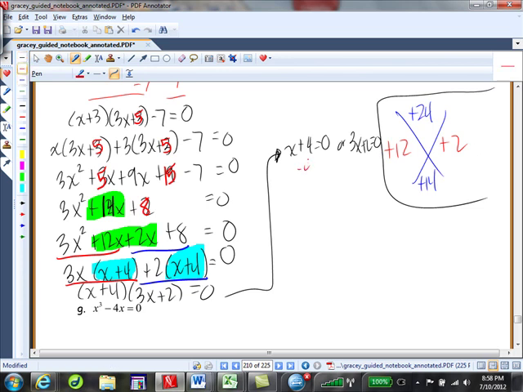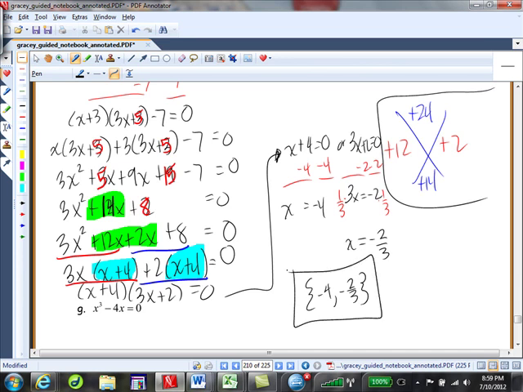And then we need to subtract 4 from both sides for this guy, and we get x is negative 4. And over here, if we subtract 2 from both sides, we will get 3x's is negative 2. Now we've got to multiply by 1/3, and we will get 1x, which is x, is equal to negative 2/3. So our end result is negative 4 and then negative 2/3. Okay.